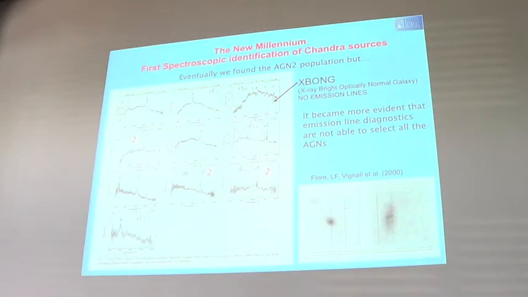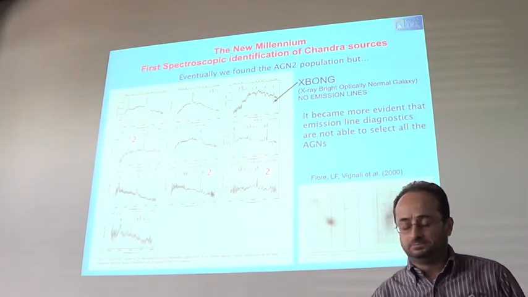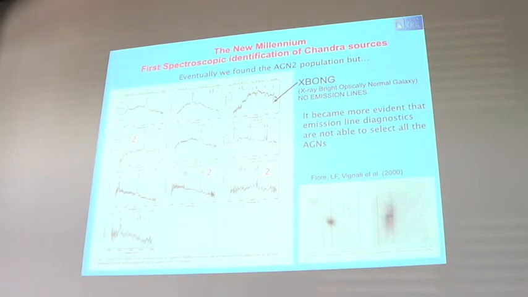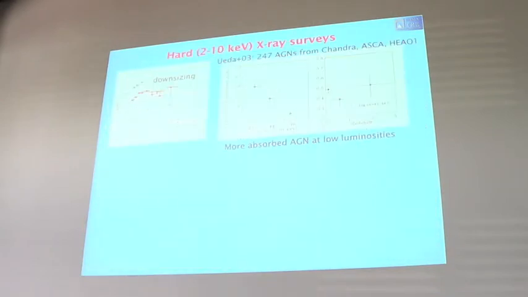And you see, the type 2 population started to appear, and also some objects which don't even show any emission line, the X-ray bright optically normal galaxies. So it becomes much more evident that with only emission lines it's not possible to select all the AGNs. So using the hard X-ray survey, we start to have a better picture of the evolution of the AGNs.